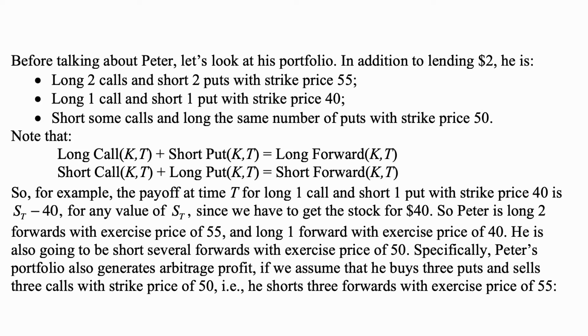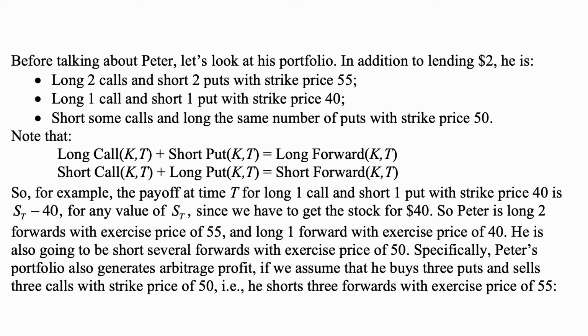Before talking about Peter, let's look at his portfolio. In addition to lending $2, he has long 2 calls and short 2 puts with strike price 55, and long 1 call and short 1 put with strike price 40, and short some calls and long the same number of puts with strike price 50. And note that long call plus short put is long forward, and short call plus long put is short forward. So, for example, the payoff at time t for long 1 call and short 1 put with strike price 40 is S sub t minus 40 for any value of S sub t, since we get the stock for $40.